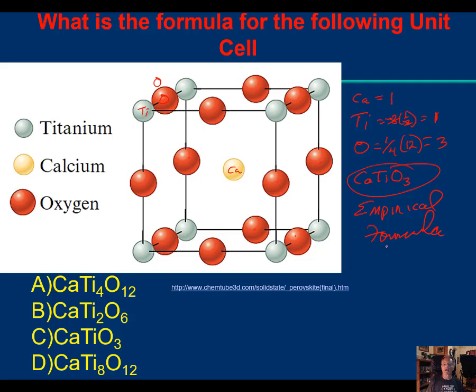Okay, and that is pretty much all you need to know about unit cells. There's a link here in the PowerPoint notes if you want to take a look at perovskite. Okay, and I think that should do.